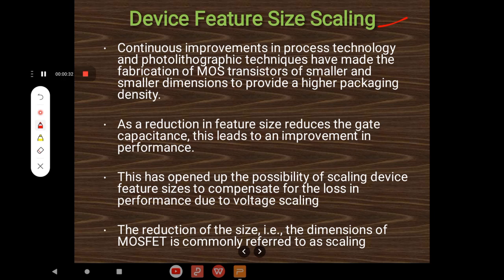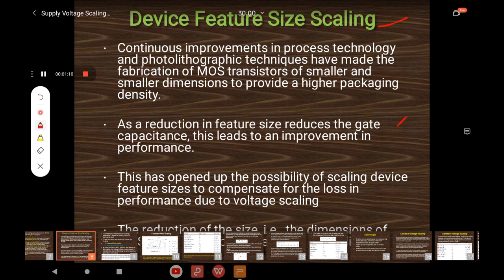Generally, nowadays the continuous improvement in the process technology and photolithographic techniques have made the fabrication of MOS transistors of smaller and smaller dimensions to provide a higher packaging density. That means more number of components are placed in the corresponding intrinsic semiconductor, right? So that is generally called packaging density. Means that more number of components are embedded in a single semiconductor die compared to the previous generation, as well as a reduction in the feature size reduces the gate capacitance. This leads to the improvement in the performance.